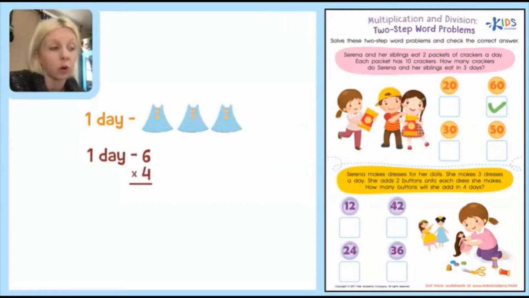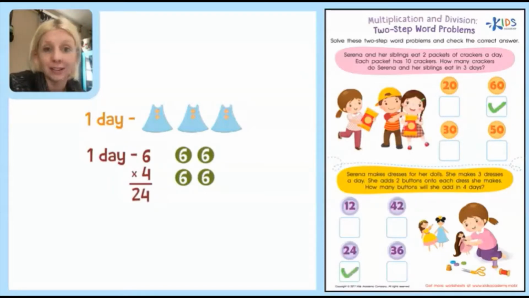The answer is 24. If you didn't know the answer though, you could come over and draw out a picture that for each day, she has 1 day, she has 6 buttons. But we want to times it by 4. So we're going to write 6, 6, 6, and 6. Okay, so this represents 6 times 4, and we could count by 6s to figure that out, okay? But the answer is going to be 24. So I'm going to come over here, and I'm going to put a check next to 24.